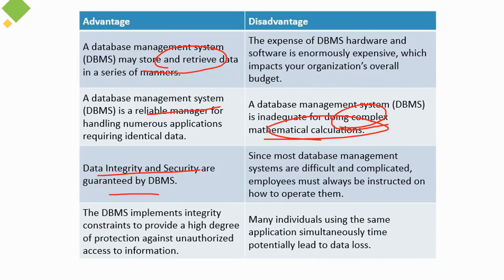The DBMS implements integrity constraints to provide a high degree of protection against unauthorized access to information. You can't possess each and every responsibility. You have roles such as admin, user, developer, and tester, and a person can only perform the actions that are accessible to them. Whenever the application is used n number of times simultaneously, it sometimes leads to data loss. So we also need to take care of how the data is used and how the DBMS is working.